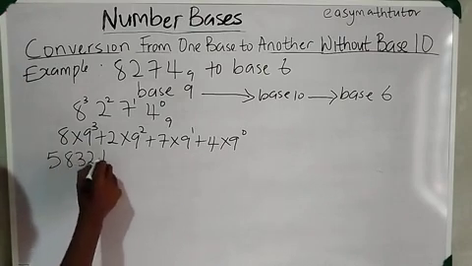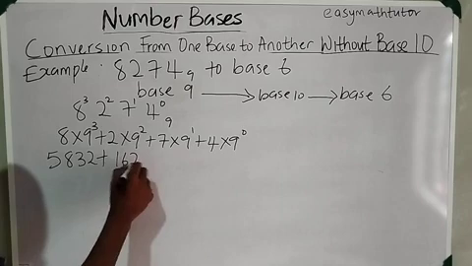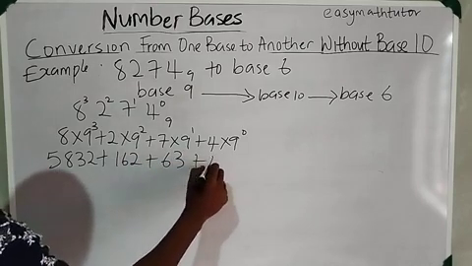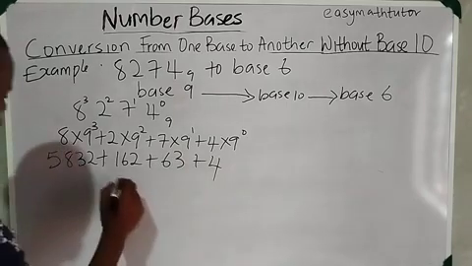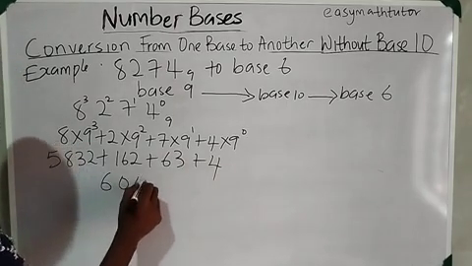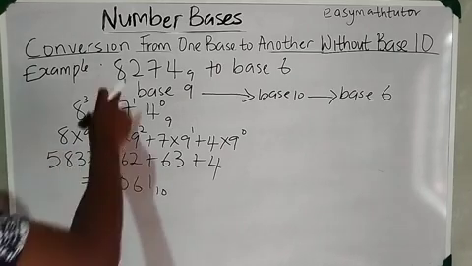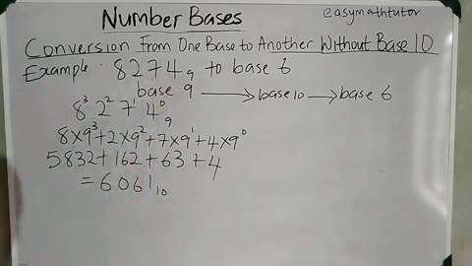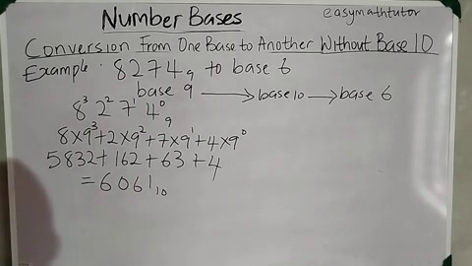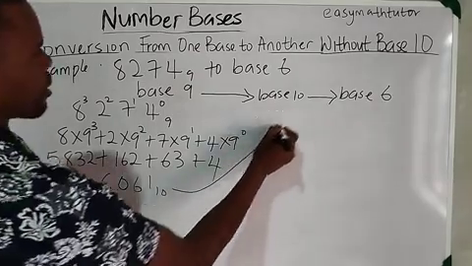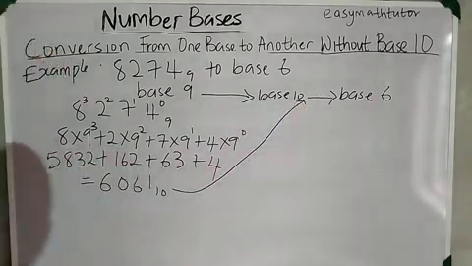This is going to give us 5,832 plus 162 plus 63 plus 4, a total of 6,061 in base 10. So it therefore means that our number 8,274 in base 9 is the same thing as 6,061 in base 10. We then convert this base 10 number into base 6.